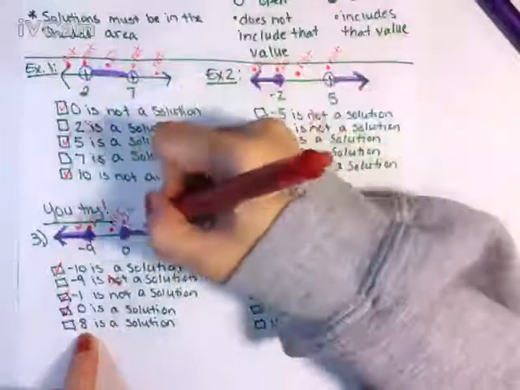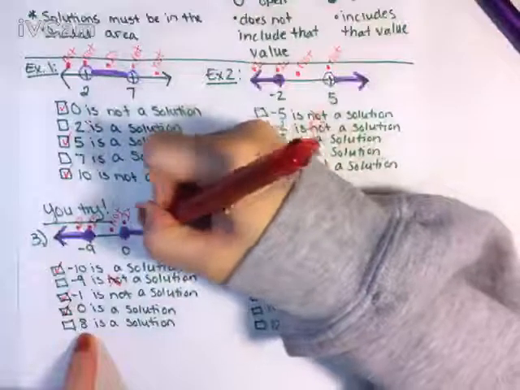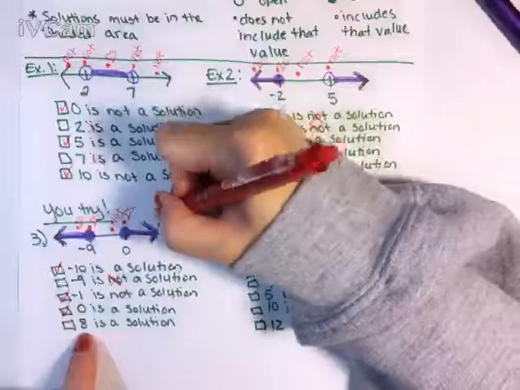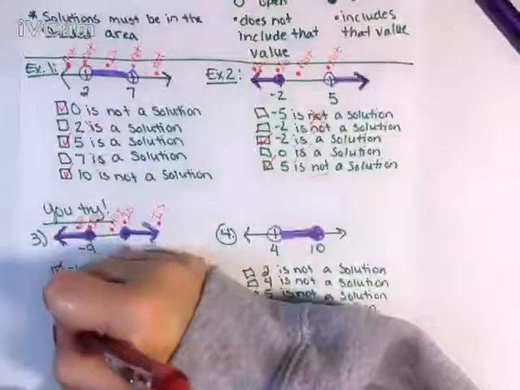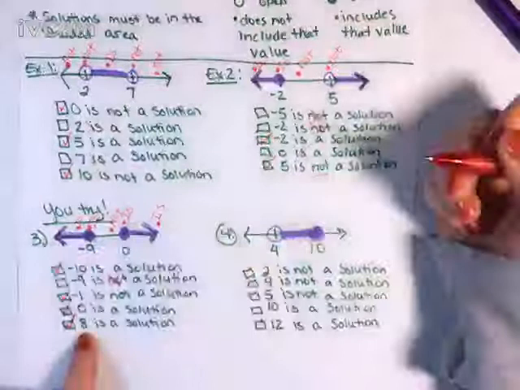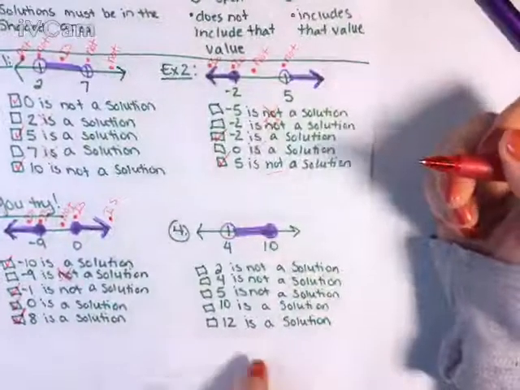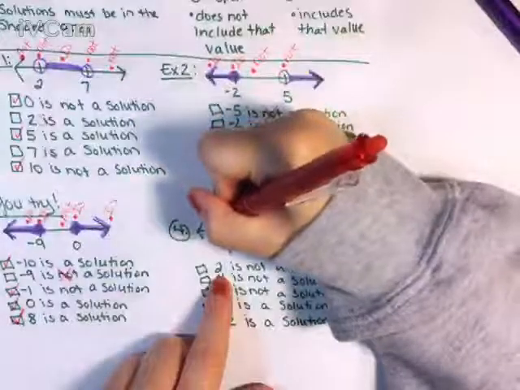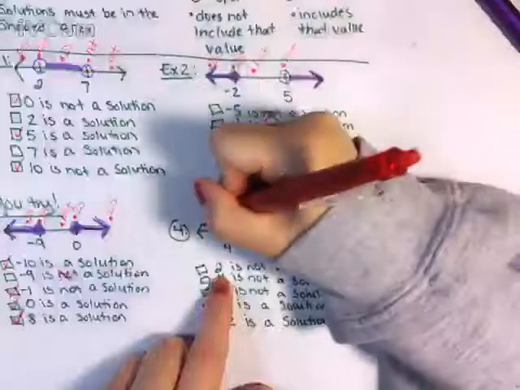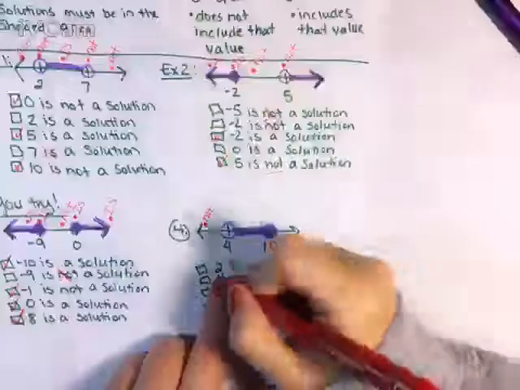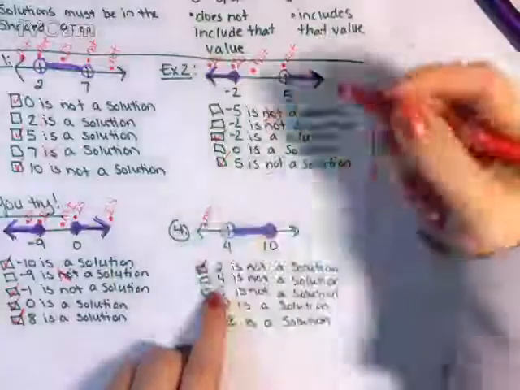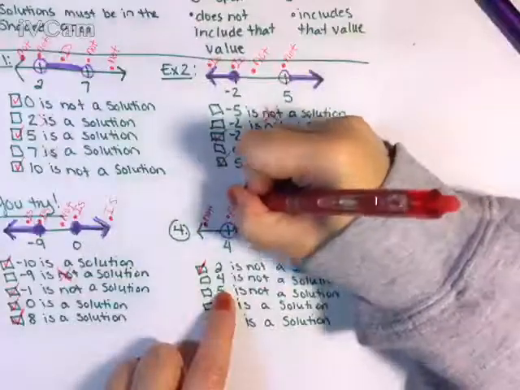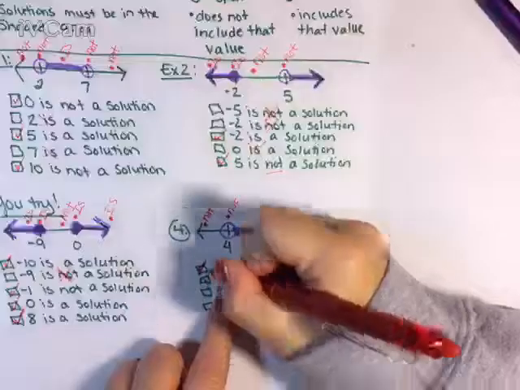And the last one on this one would be at 8, so it'll be way out here, which is in that shaded area because that arrow goes on forever in that direction. So this is a solution, which makes this a true statement. For number 4, we're going to start out at number 2, which is right here. That is not in a shaded area, so this is not a solution, so this is true. At 4, this is an open circle, so it's not a solution, so this is also true.